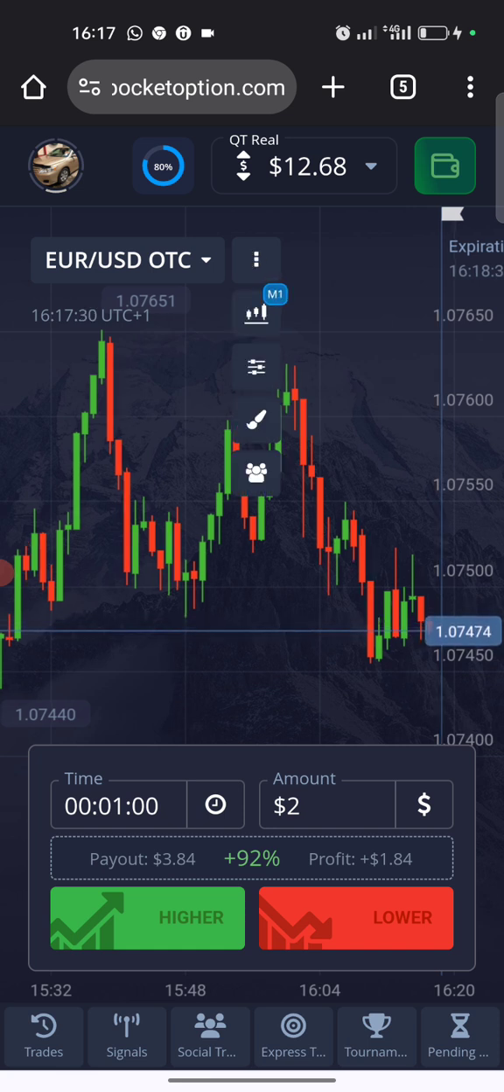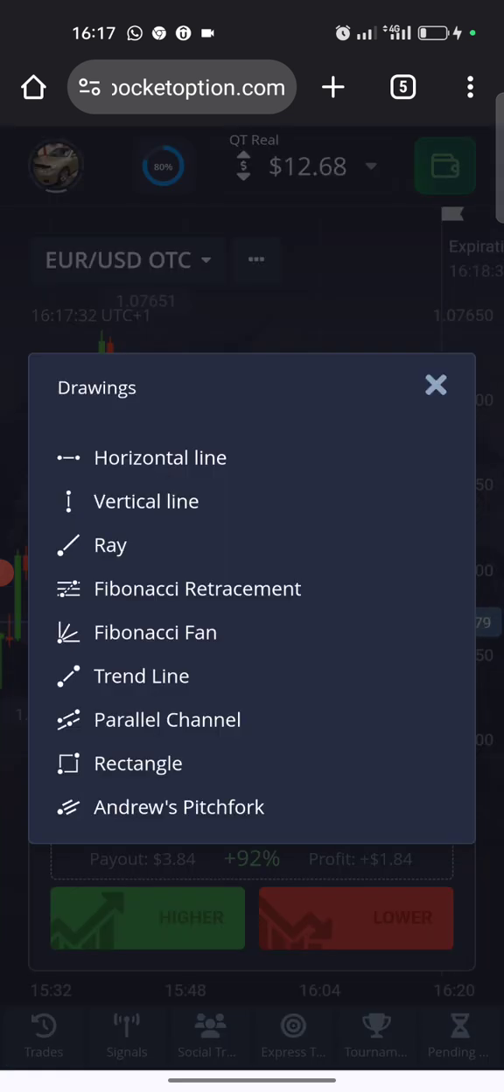So let's move to the third one. This is the lines. This is used to draw lines. This is drawings. It's used to draw the lines of the market, just to know the exact point of where the market is going, okay? It's called the drawings, or we can call it the chart types, okay? So that's just it.